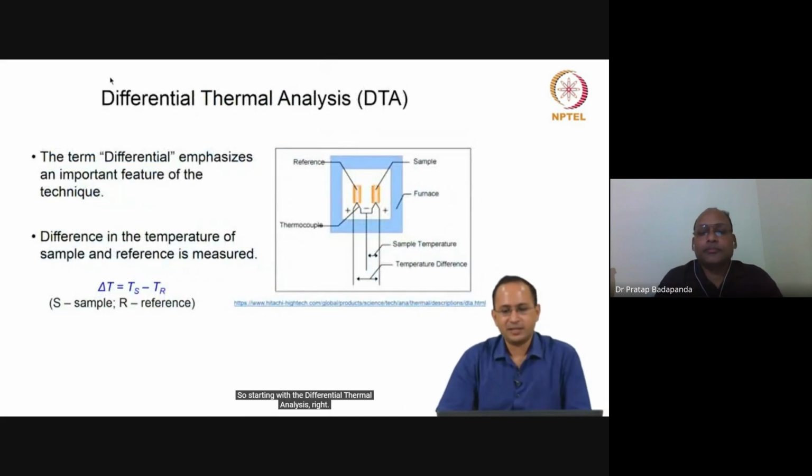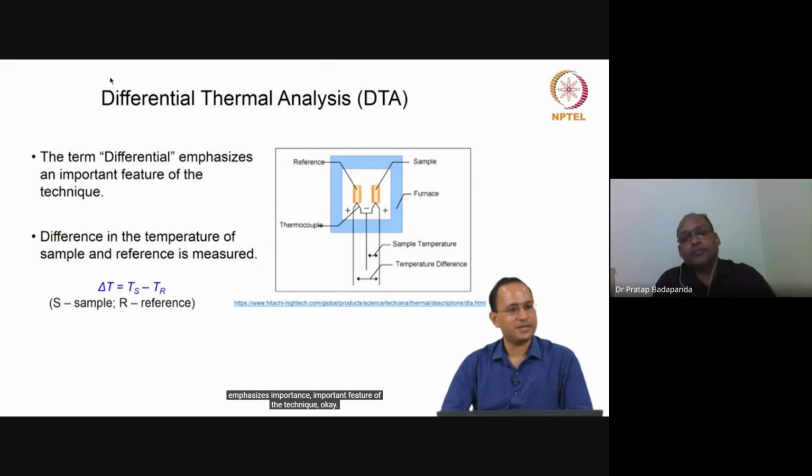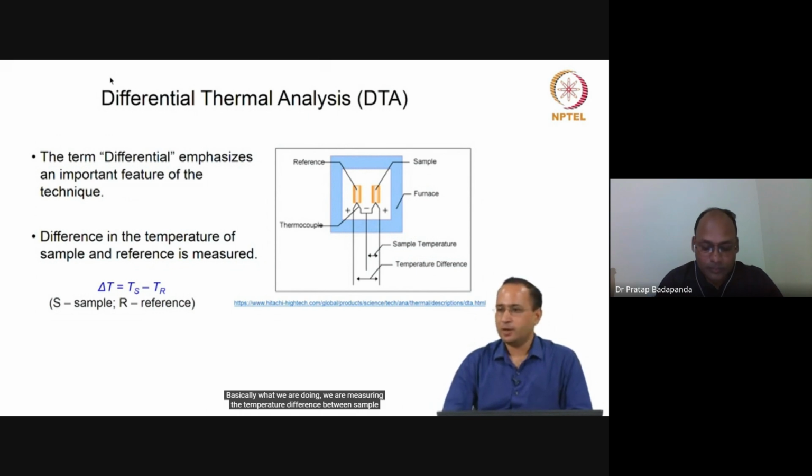Starting with the differential thermal analysis, first you need to look at the name. The term differential emphasizes an important feature of the technique. Basically what we are doing is measuring the temperature difference between sample and reference. You have a reference along with your sample, and as you are heating your sample and reference together, you measure the temperature difference. That's the key.